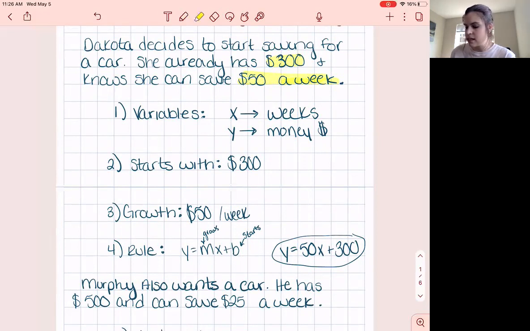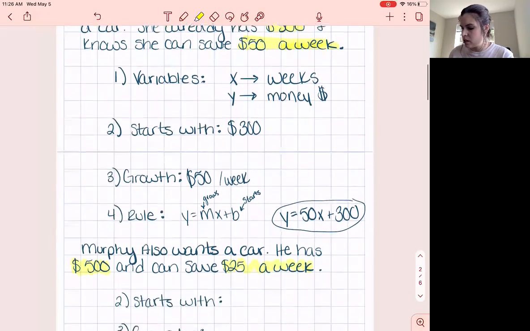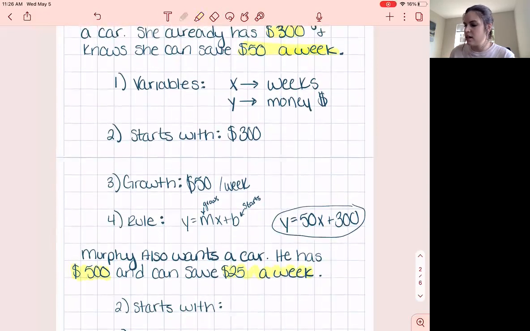Okay, so just like last time, usually the numbers are going to be the important information. So I see $500 here and I see 25 a week there. I'm going to skip labeling the variables for this one because they are the same as they are in Dakota's problem. So we're going to start with identifying the starts with of this rule. So what does this story problem start with? Well, this one, it says Murphy has 500. So it starts with 500.